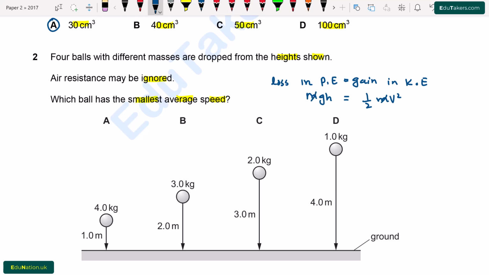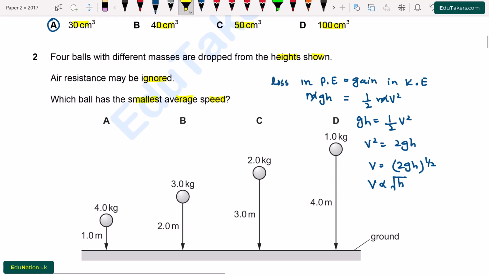This m cancels with this m, so gh will be equal to 1 over 2 v square, and v square is equal to 2gh. We take the square root on both sides, then v will be equal to (2gh) with power 1 by 2. Here g is the constant, so we can simply say that v is directly proportional to the square root of height. So the ball that has the smaller height has the smaller average speed.